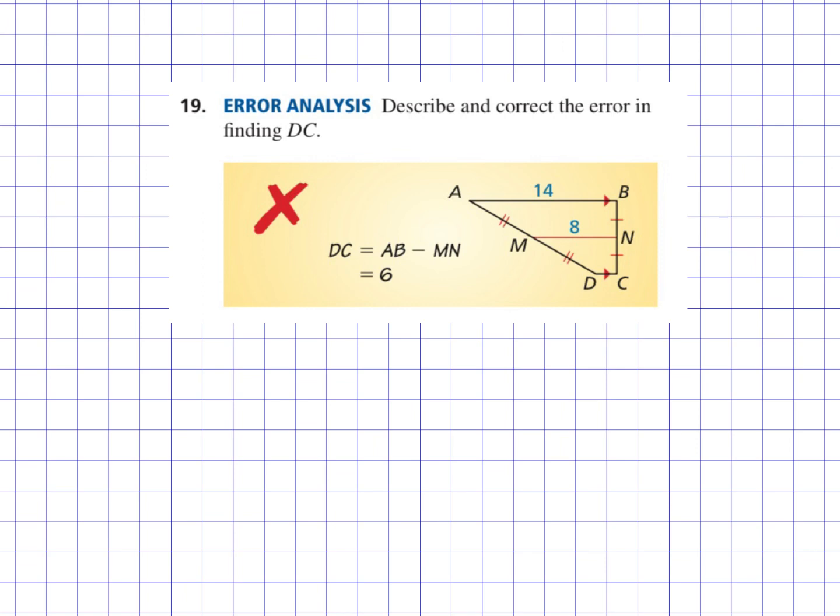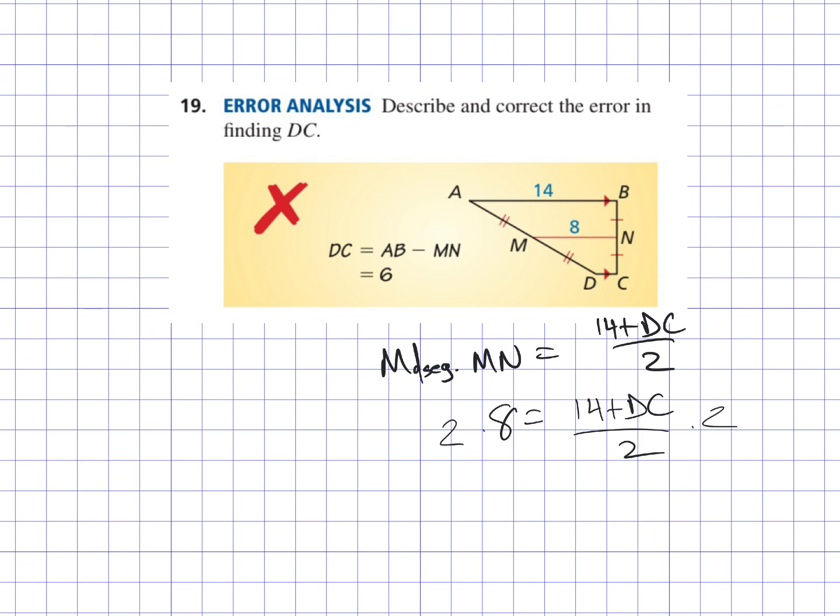Okay, so let's just go ahead and solve the problem without looking to see what they did. So the mid-segment MN is equal to the parallel sides divided by 2. Well, the mid-segment is 8. So you do have to correct the problem, so we might as well just do the problem as is and then look to see what they did wrong. So multiply by 2, we get 16 equals 14 plus DC. Subtract 14, and we get 2 is the length of DC.